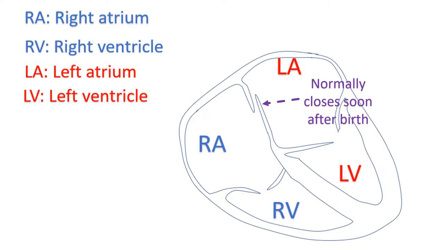If there is a residual opening, most of the time there is no leakage of blood across the PFO. But occasionally, as in straining, the pressure in the right atrium transiently rises so that blood passes from the right atrium to the left atrium across the PFO.